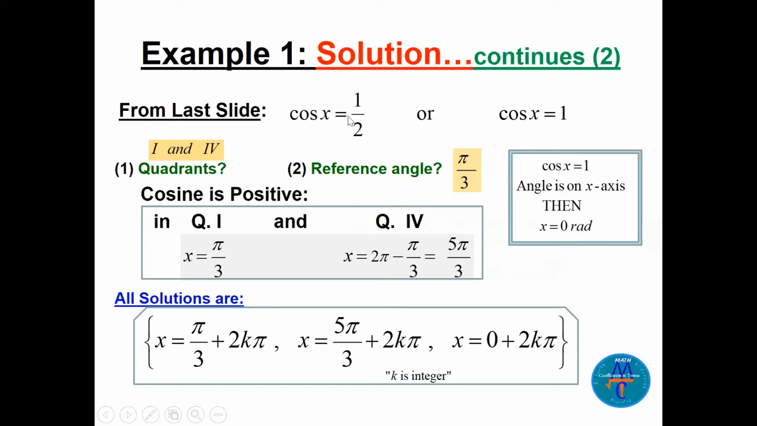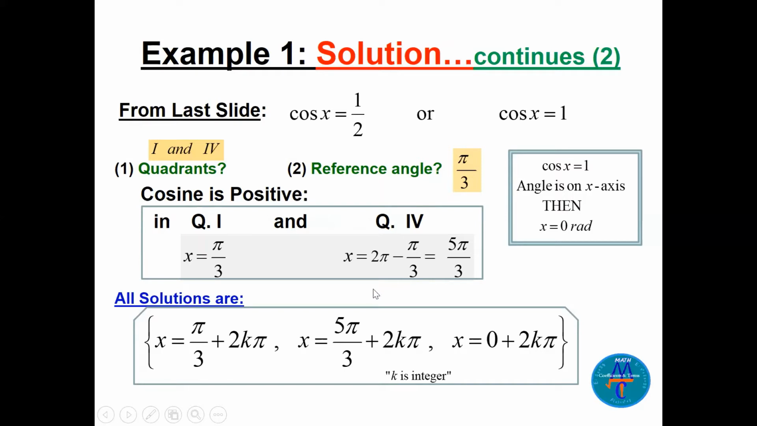Now, what is the reference angle? Because the cosine is half, the reference angle is pi over 3. So let's go now to quadrant 1 and quadrant 4 and find all the angles. In quadrant 1, the angle is the same as the reference. In quadrant 4, if we know the reference, then the angle will be 2 pi minus the reference. So 2 pi minus pi over 3. Find the LCD there. That will be 6 minus 1, 5 pi over 3.